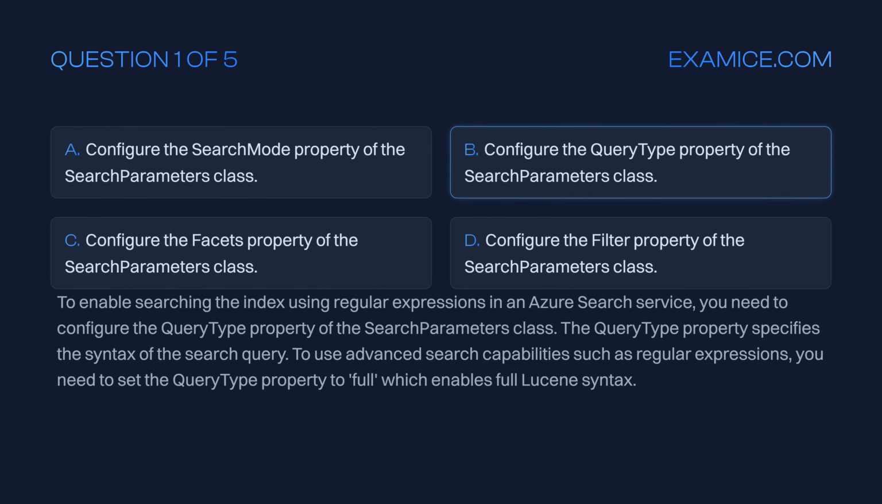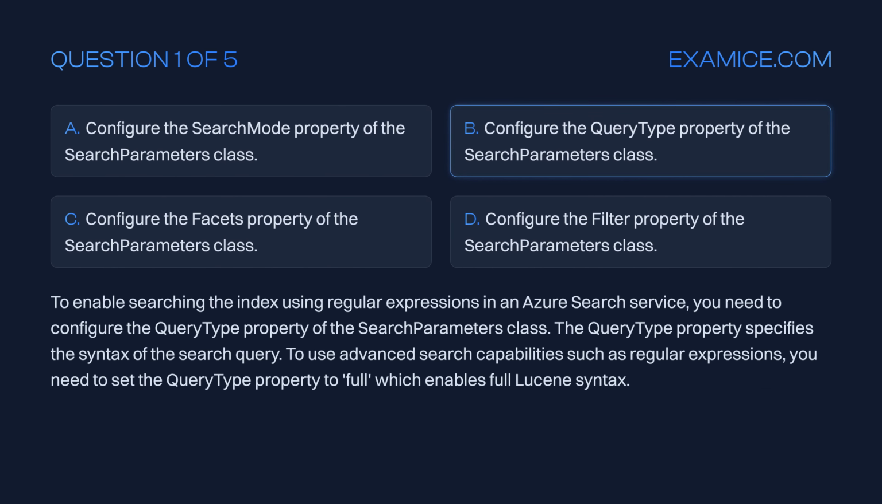The answer is option B. To enable searching the index using regular expressions in an Azure Search Service, you need to configure the query type property of the search parameters class. The query type property specifies the syntax of the search query. To use advanced search capabilities such as regular expressions, you need to set the query type property to full, which enables full Lucene syntax.